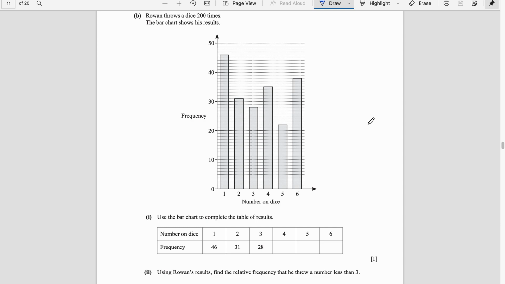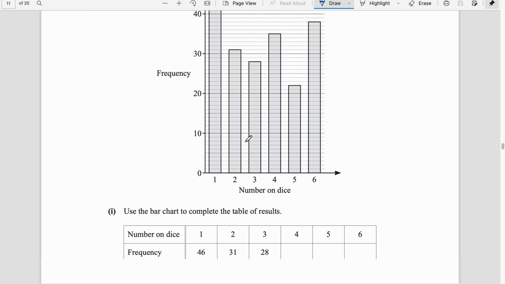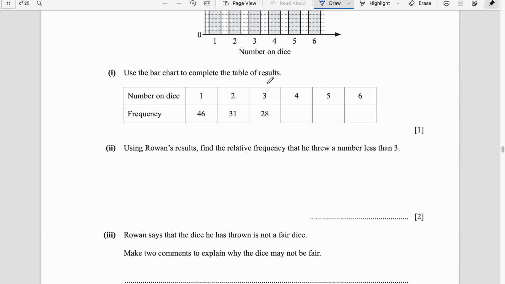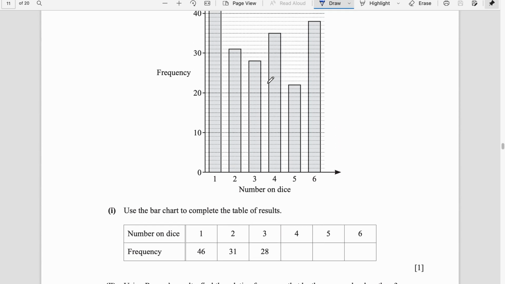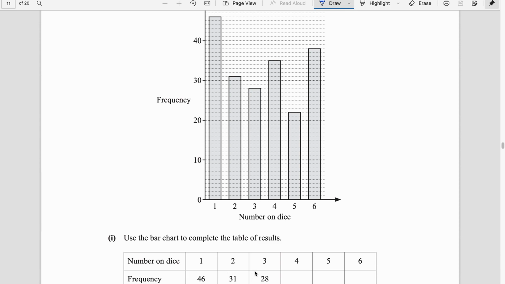B part. Rohan throws a dice 200 times. The bar chart shows his results. Use the bar chart to complete the table of the results below. So just read it from the bar. At 4 the value is 35. At 5 the value is 22. At 6 the value is 38.